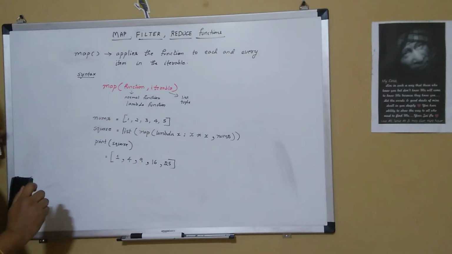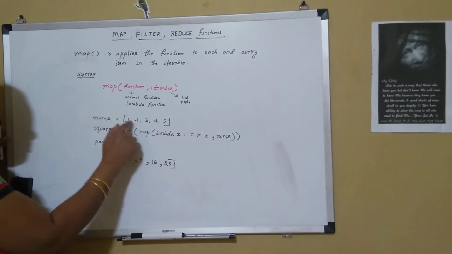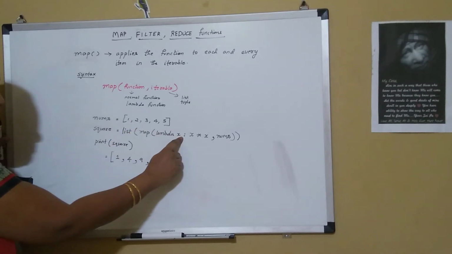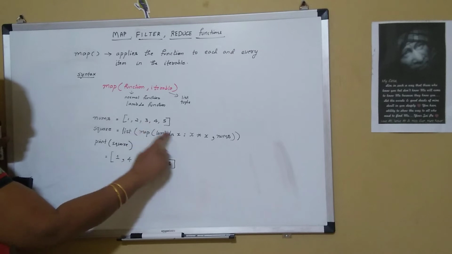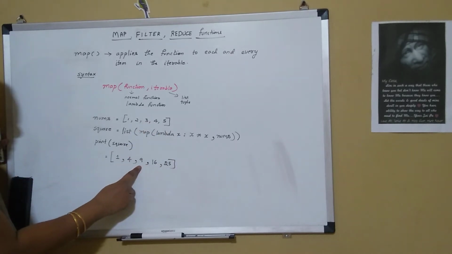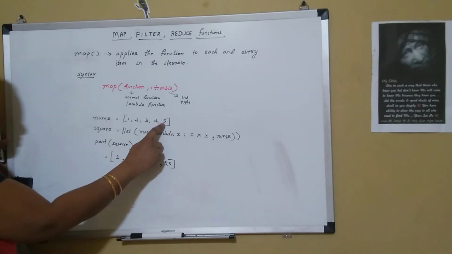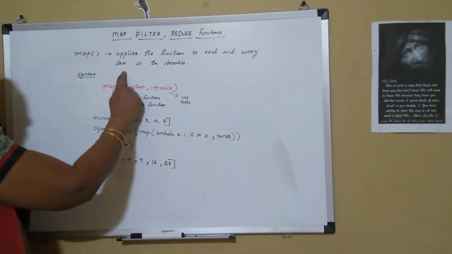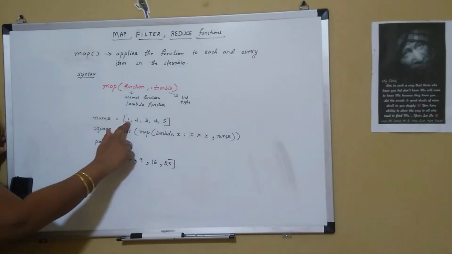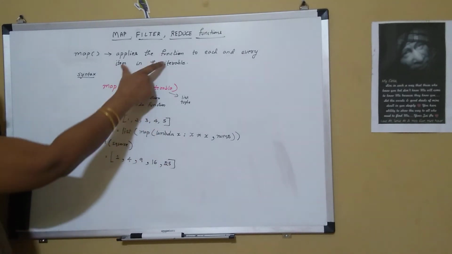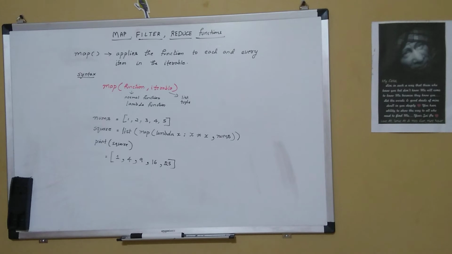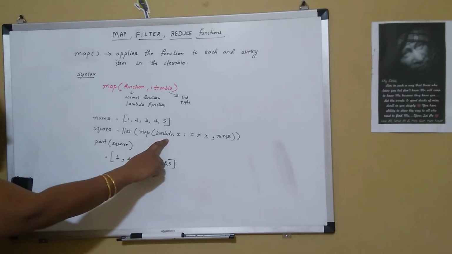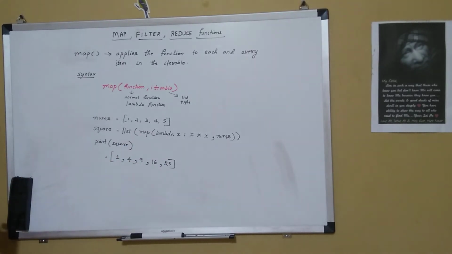So basically what it is doing is, this function is called for each and every item. For 1, this function is called and it will return 1. For 2, this particular function is called, it will return 4. For 3, it will return 9. For 4, it will return 16. For 5, it will return 25. So it applies the function to each and every item in the iterable. So this is a Pythonic way of writing the code because it involves map and lambda.